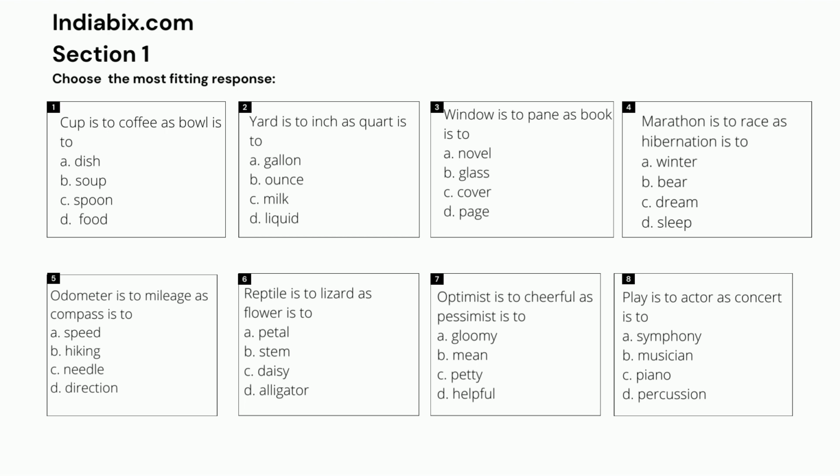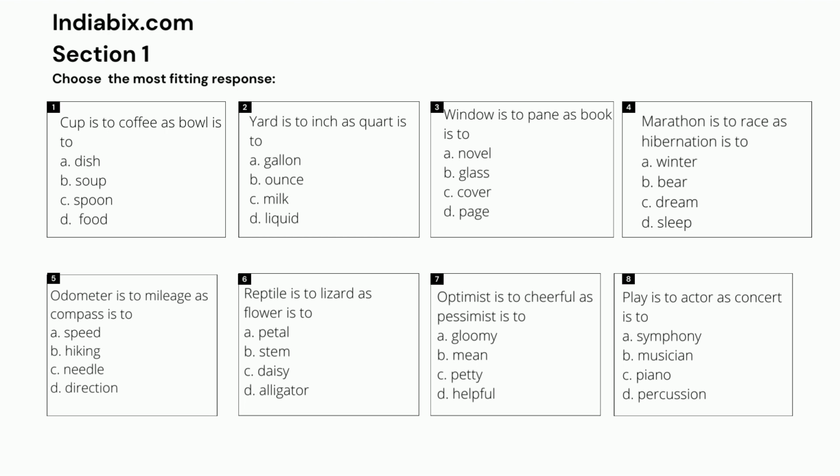Window is to pane as book is to... page. Oh, awesome. So window is to pane as book is to page. So page is item D. Option D is page. Now let's break this apart.